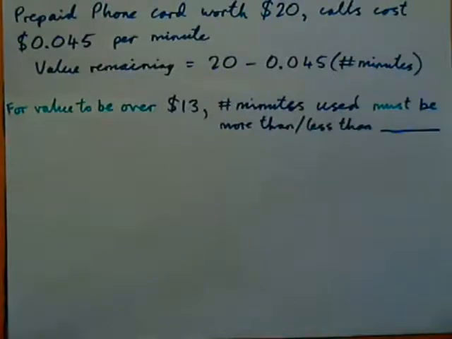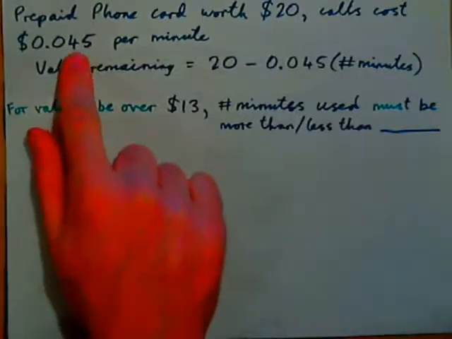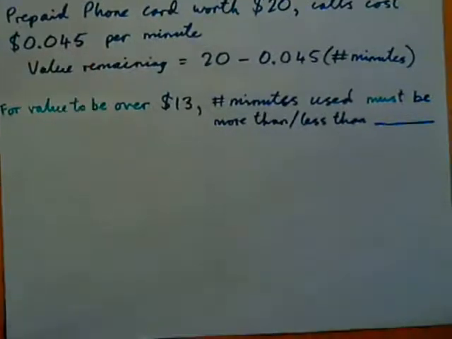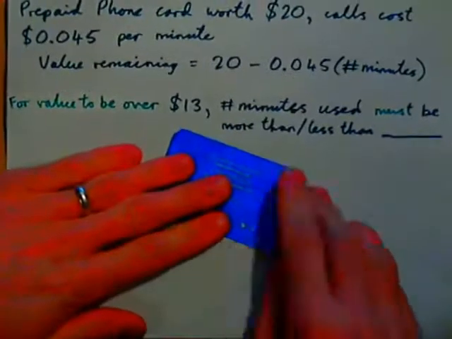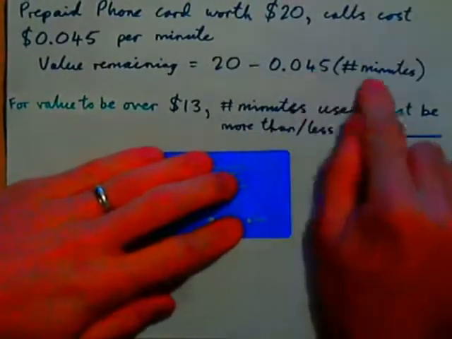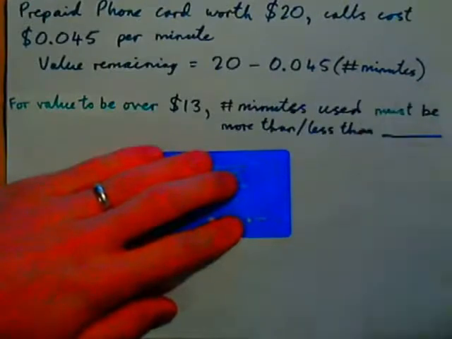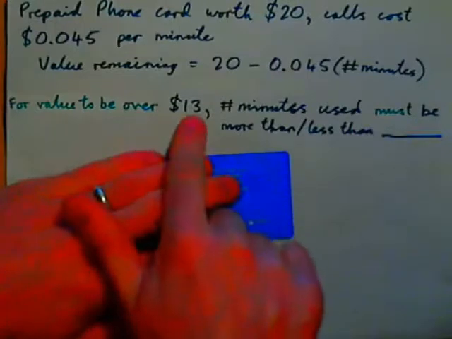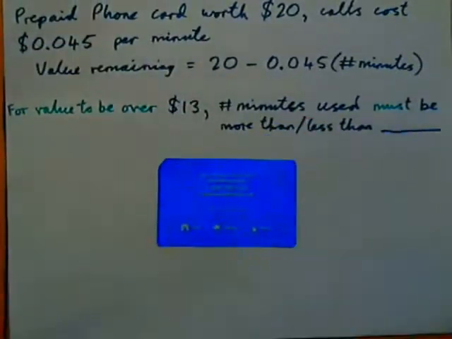Prepaid phone card worth $20. Calls cost 0.045 per minute. So that's 4.5 cents per minute. Okay. So we'll imagine that this is your prepaid phone card. The value remaining is the initial value of $20 minus 4.5 cents times the number of minutes, isn't it? Now, for the value to be over $13, the number of minutes used must be more than or less than what? Can you write down the answer immediately? Maybe not. Maybe you can.